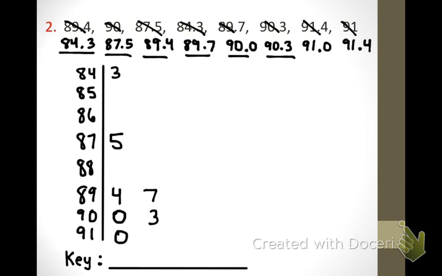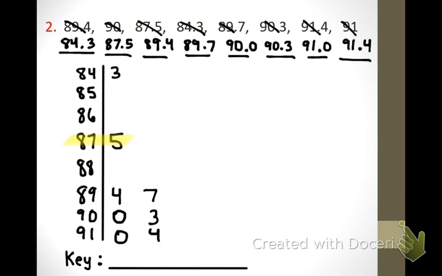And then finally, I have 91.4. Okay, remember, I am never finished with a stem and leaf plot unless I have put my key in there. Now remember, with the key, you are allowed to choose any number that you want to. For me, I'm just going to go ahead and focus on this right here.